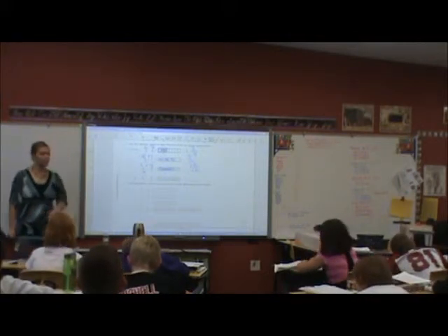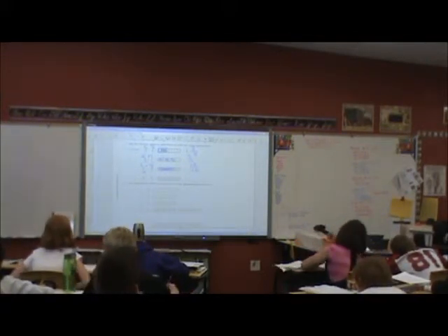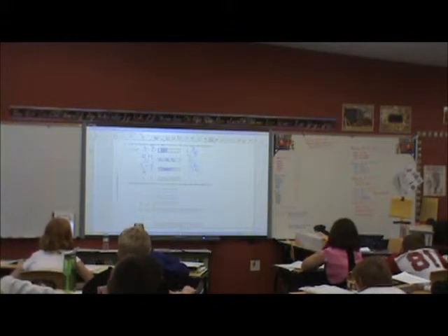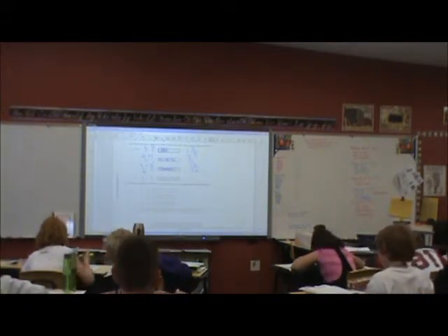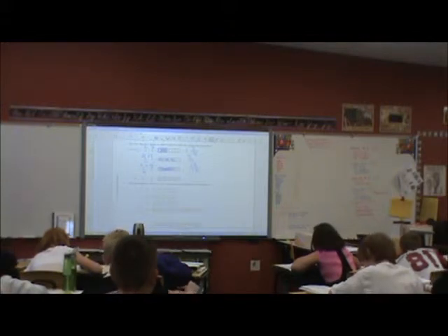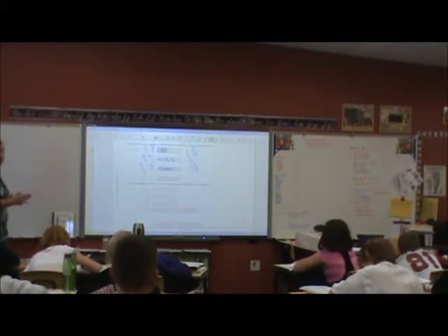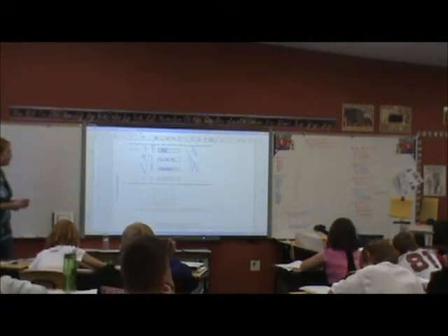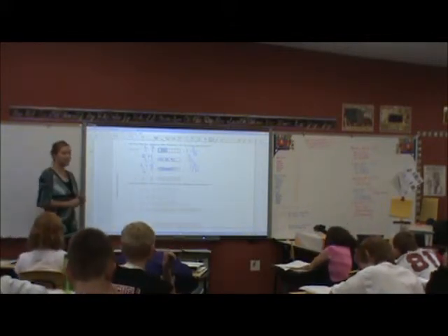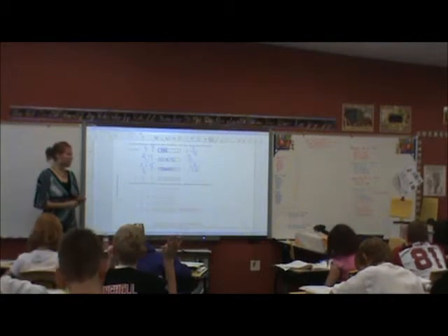Read the instructions for number 3, please, Jaden. Use the fractions if you have fractions with different denominators. Okay, so now we're using different denominators. Before, the denominators were the same, and now they're different. Same process. You just have to do a little more thinking.